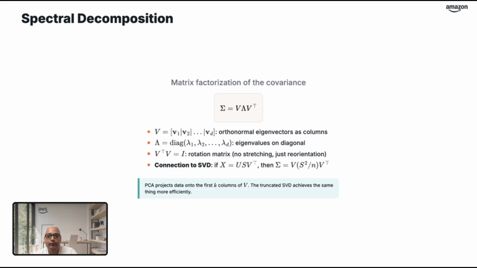So this brings us to spectral decomposition, which is a matrix factorization of the covariance matrix. We decompose it with the orthonormal eigenvectors as the columns, a diagonal matrix of the eigenvalues, and then again the transpose of the orthonormal eigenvectors. So the variance covariance matrix sigma equals V lambda V transpose.